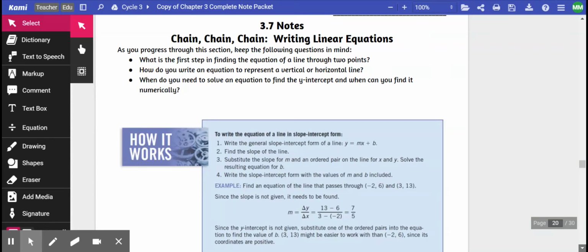Hi, everybody. We are going to look at section 3.7 today, which is how to write linear equations. In this one, we're going to be given different information than we have in previous sections.